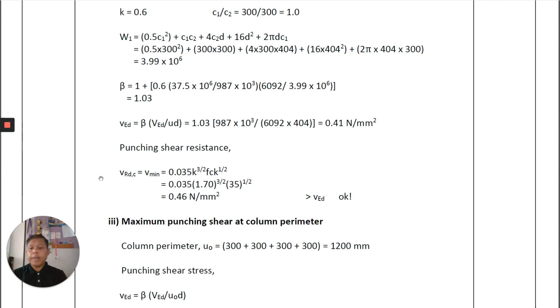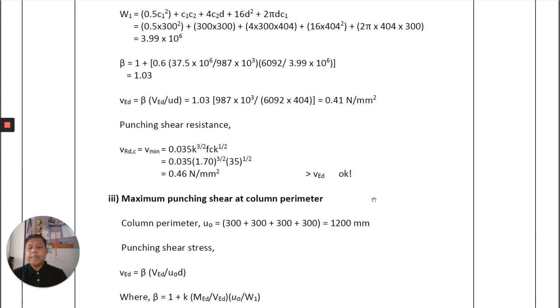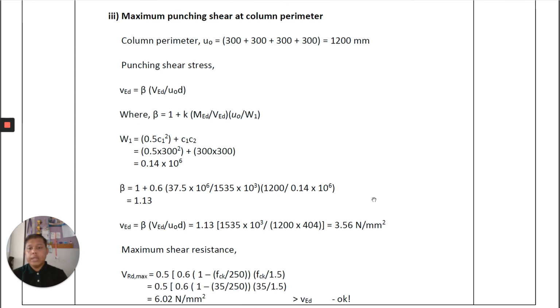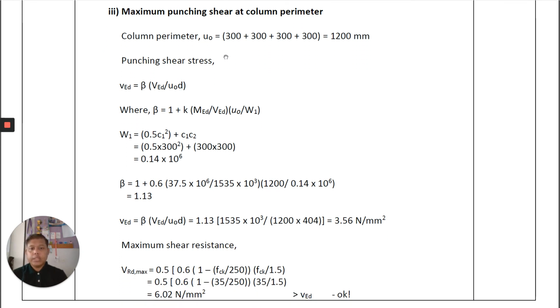Then you have to compare with the punching shear resistance VRDC and V minimum. The value of this one should be bigger than your VED, then the answer will be okay. Then the maximum punching shear at the column perimeter, the first one you have to calculate the column perimeter. So what is the column perimeter? And then the punching shear resistance.